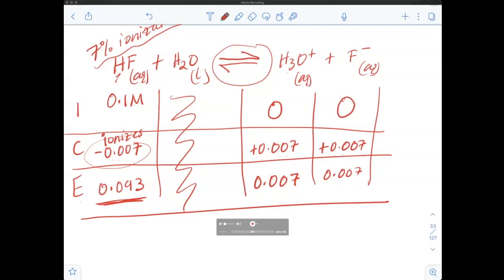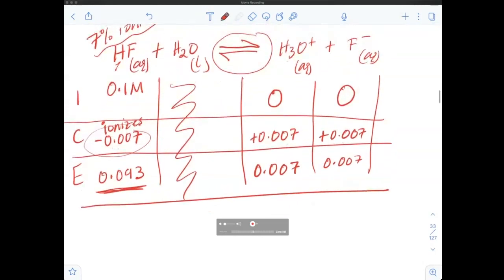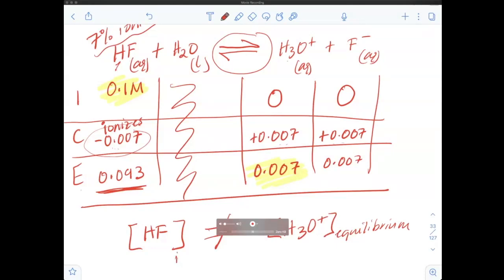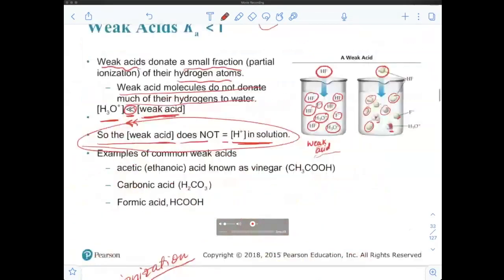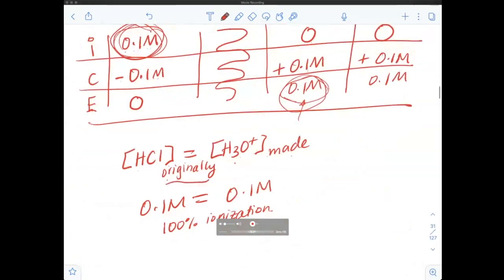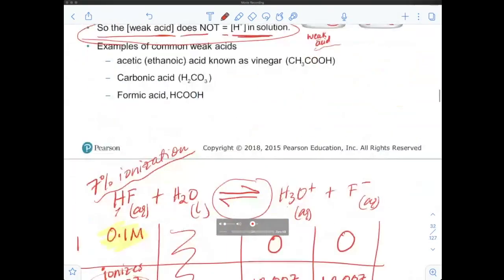Okay, so when everything is said and done, let's compare the amount of H3O plus that got made versus the amount of the acid we had. You can see right here, the amount of HF we began with is not equal to the amount of H3O plus at equilibrium, right? This is the amount that we started off with. Back here, the original amount was equal to the amount that was made.